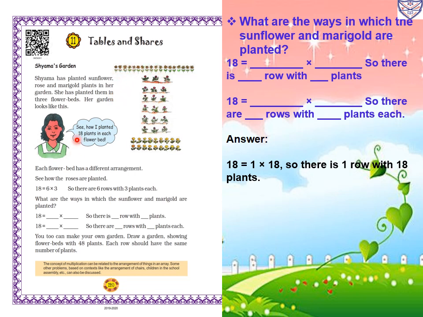In sunflower, the plants are planted in one row. So in one row how many plants are there? 18. So what will we do? 1 multiplied by 18. So there is one row with 18 plants.